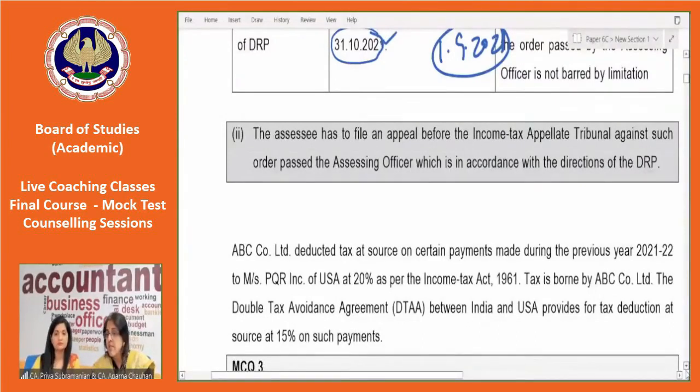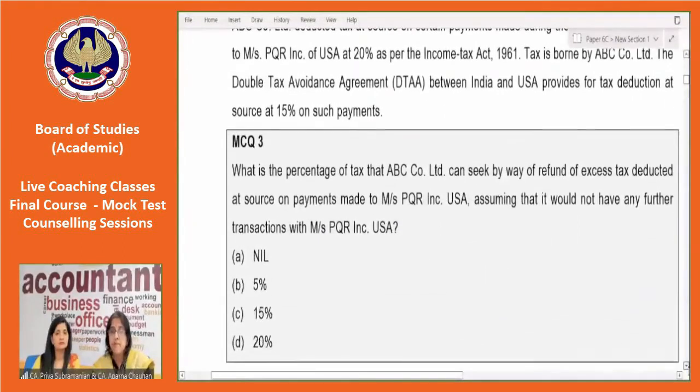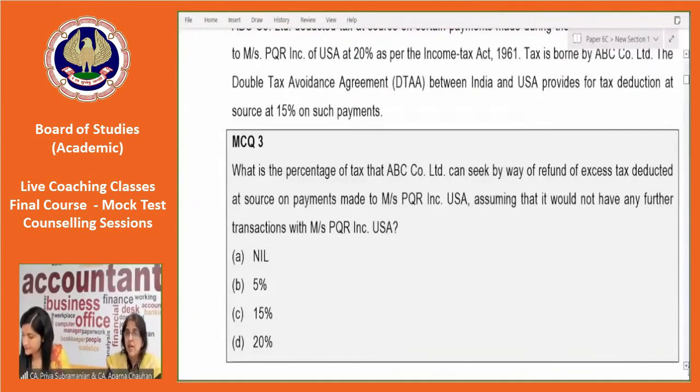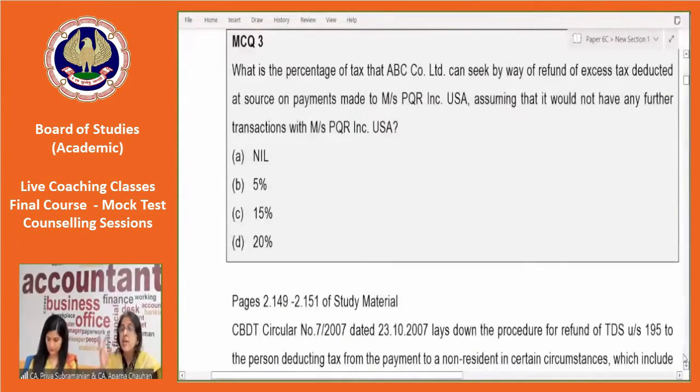Now let's see what's the question. What is the percentage of tax that ABC Company Limited can seek by way of refund of excess tax deducted at source on payments made to PQR Inc. USA, assuming that it does not have any further transactions with PQR Inc. USA? Now, CBDT has issued a circular in 2007. That circular lays down the procedure for refund of TDS to the person deducting tax, in this case ABC Company Limited, on a payment made to a non-resident in certain circumstances.